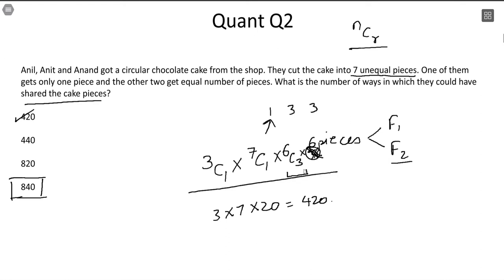What is the purpose for which you're doing 6C3 here? You're doing it for the purpose of giving it to one of these two friends. Which friend are you giving it to? That is ascertained beforehand itself. So as soon as you give it to one, the other person is already directly known. You don't need to make a selection out of the friends for the same.